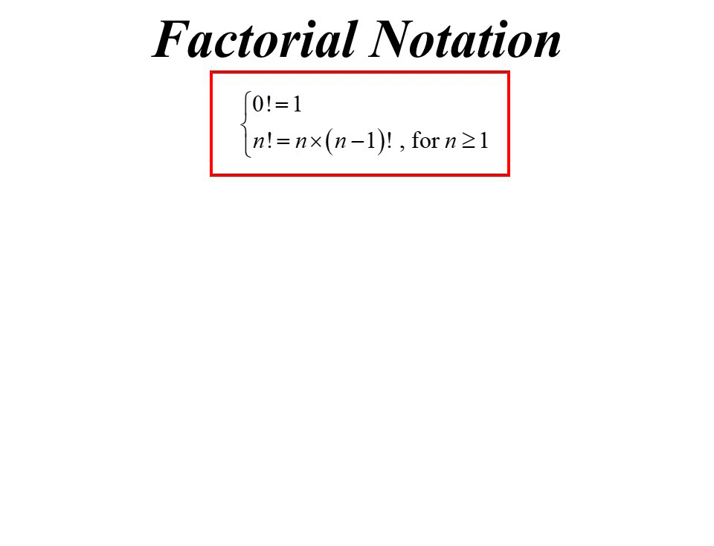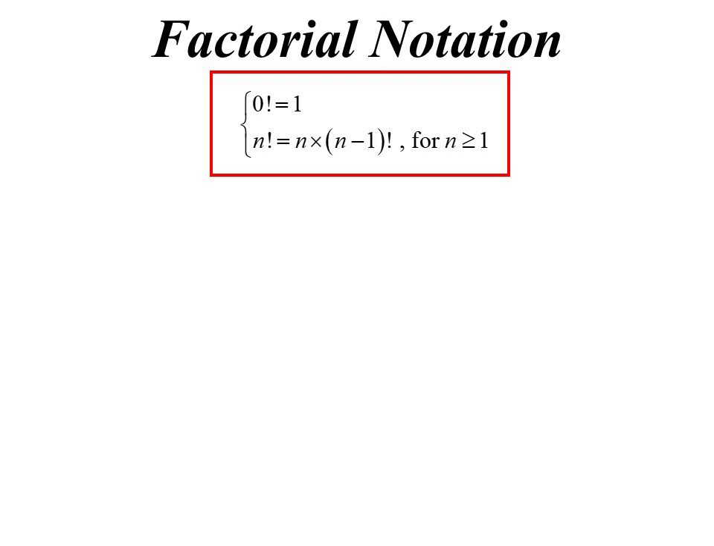First of all, let's begin by looking at factorial notation. That is the actual definition of factorial notation. 0 factorial is defined to be 1. And then to get n factorial from there, you just multiply it by the next number.